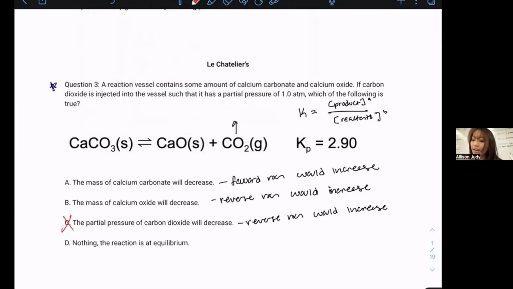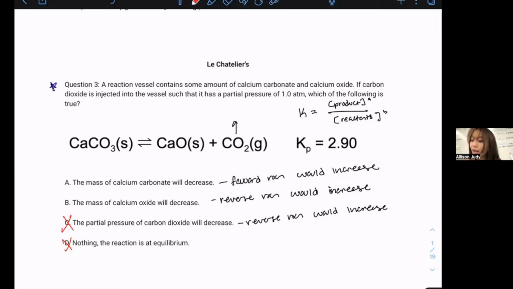And then D, nothing. The reaction is at equilibrium. Again, cancel that one out immediately because the whole idea is that we're not at equilibrium and we're trying to reestablish equilibrium. So what we're left with is A and B.